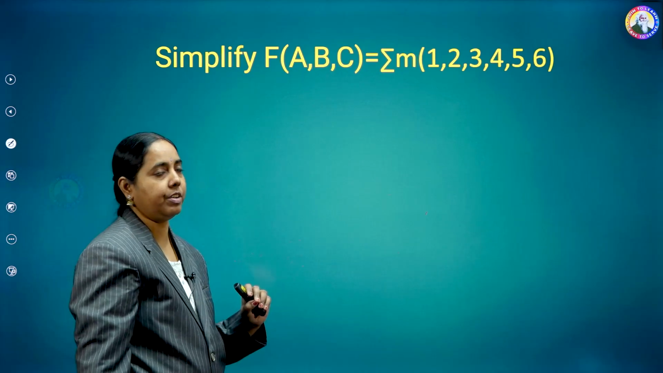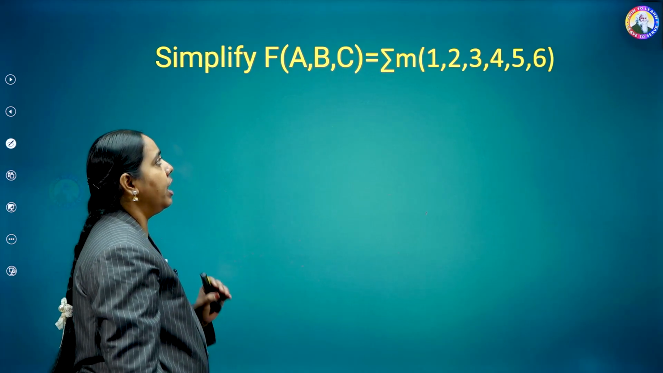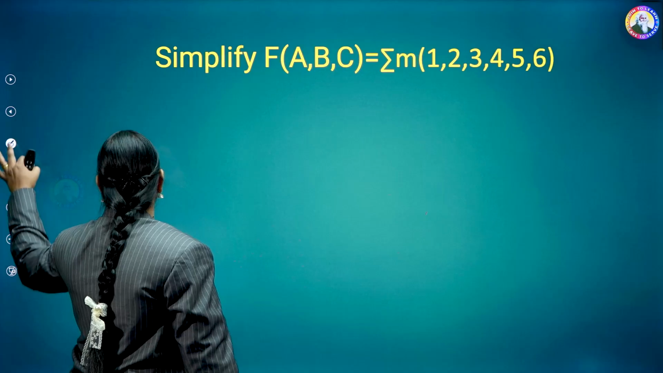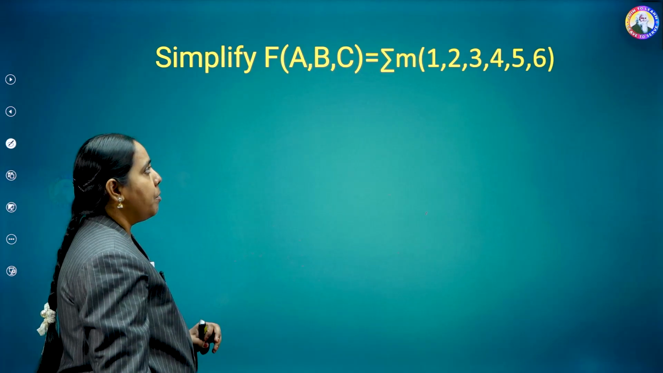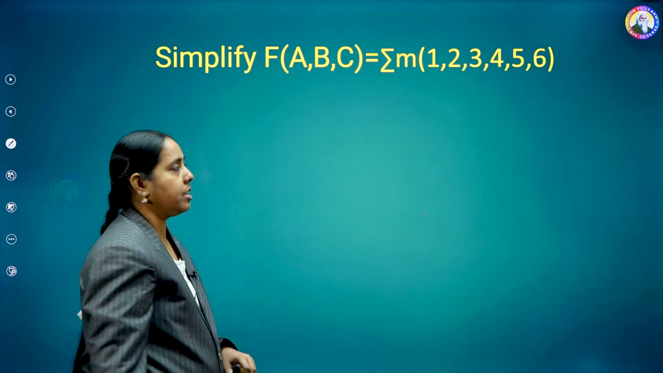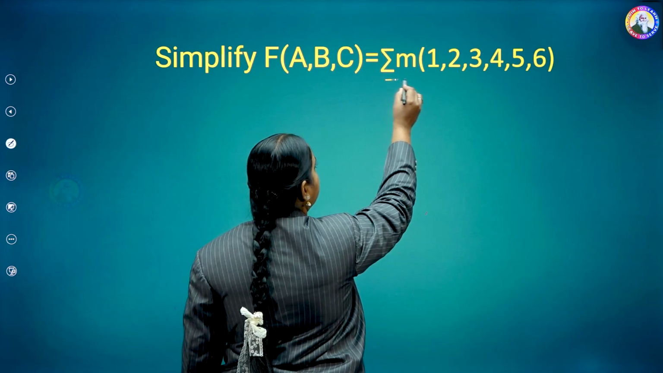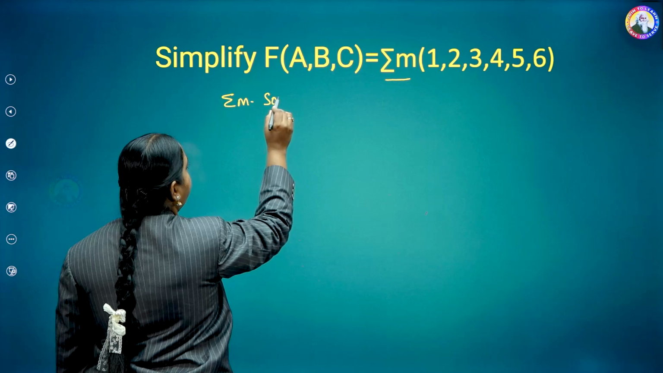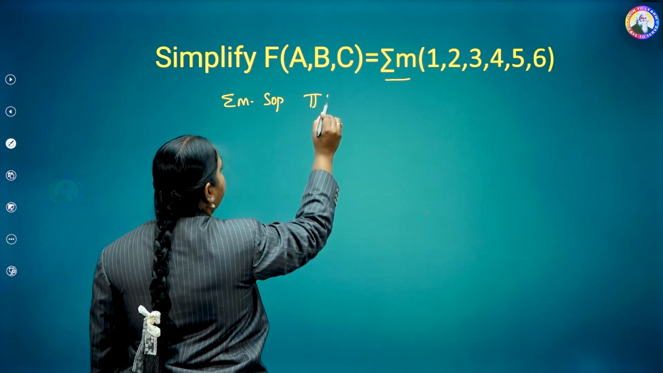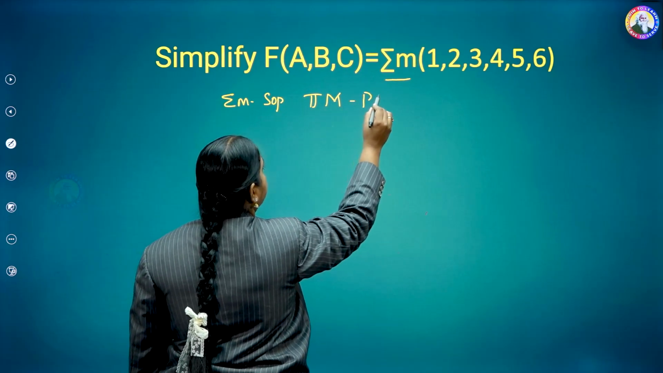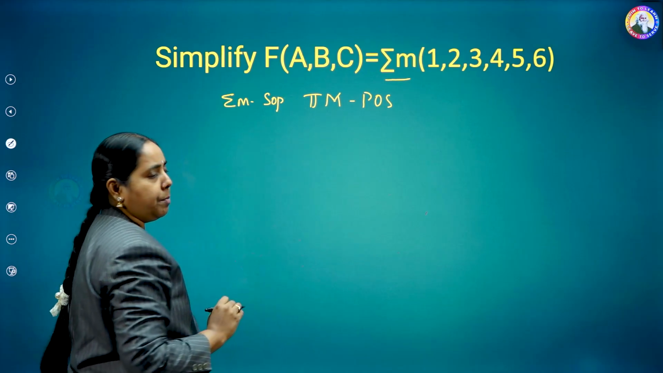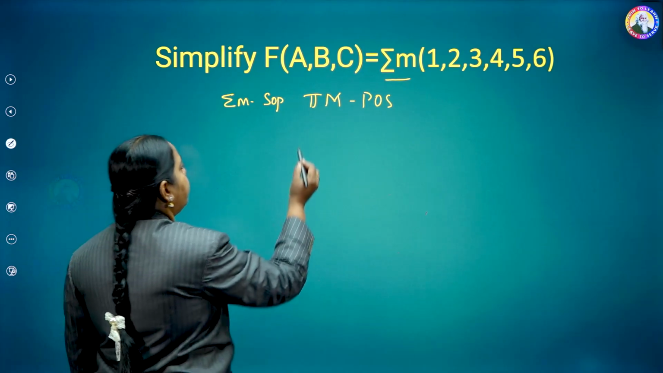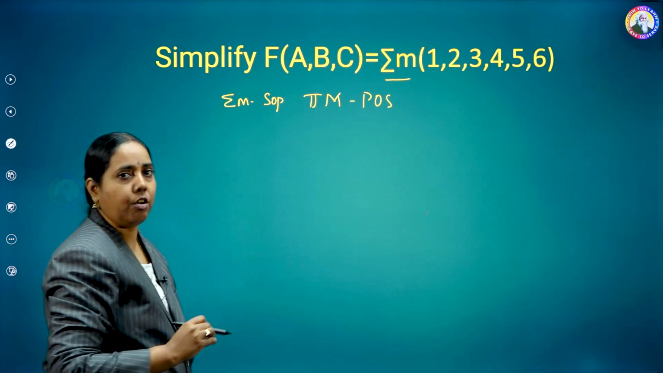So this is the question we are having. Simplify f(a, b, c) = Σm(1, 2, 3, 4, 5, 6). So always you should remember here, sigma m represents SOP, pi m represents POS. Sigma m represents sum of products, pi m represents product of sums.